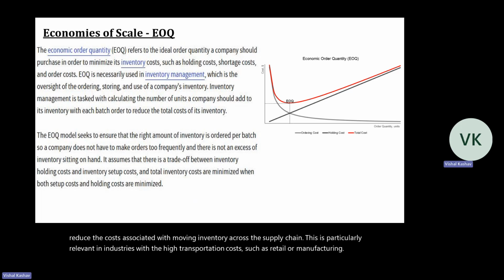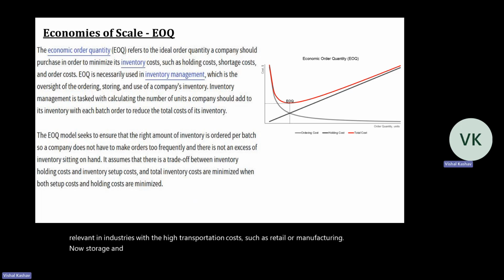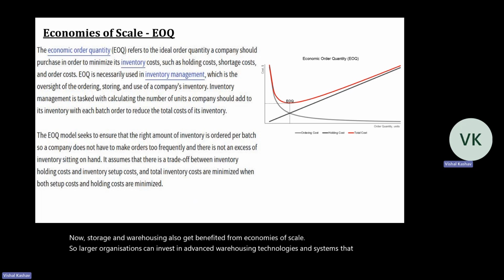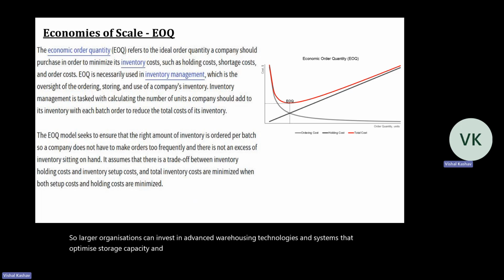Now, storage and warehousing also benefit from economies of scale. Larger organizations can invest in advanced warehousing technologies and systems that optimize storage capacity and streamline inventory management processes. Automation, for example, can significantly reduce labor costs and errors in inventory handling. Furthermore, the fixed costs of maintaining a warehouse, such as rent, utilities, and security, are spread across a larger volume of inventory, reducing the per unit cost.